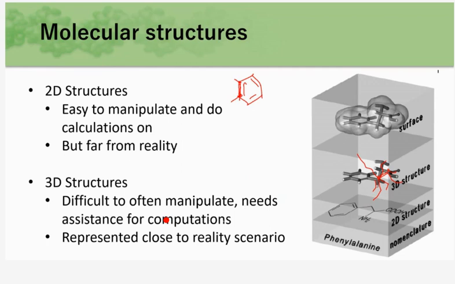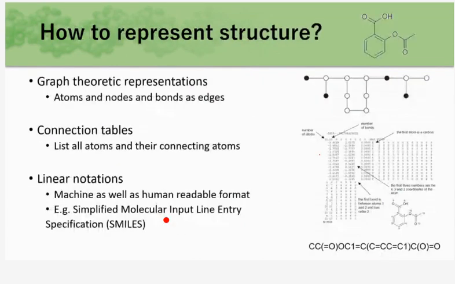These structures are often very difficult to handle and manipulate because they require a lot of attention to details about individual atoms and many things. But they represent close to reality scenarios, so they are more useful in doing calculations of various properties and various estimations. On screen, there are various ways these molecules are represented on a computer. We will just have a quick look at some of them so we know what these files are going to be like when we use them for docking.